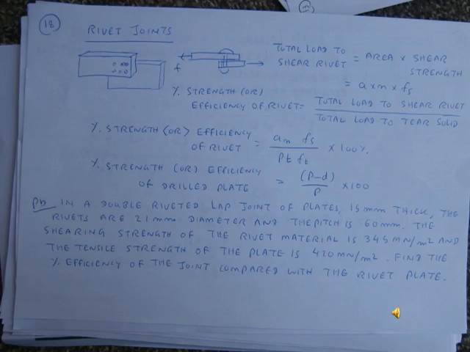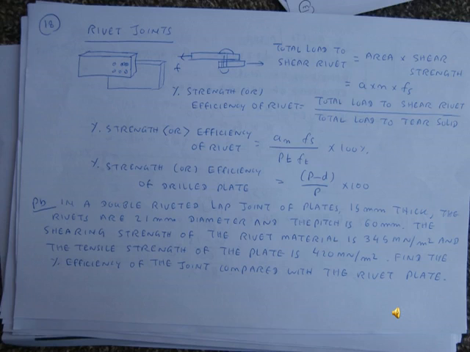The percentage strength or the efficiency of rubber is equal to total load on the shear rubber divided by total load on the solid plate. So percentage strength or the efficiency of rubber equals A N Fs divided by P t Ft multiplied by 100%. And the percentage strength or the efficiency of the drill plate equals P minus d divided by P multiplied by 100. And then we saw the problem on the rubber lap joint of plates 15 millimeter thick.